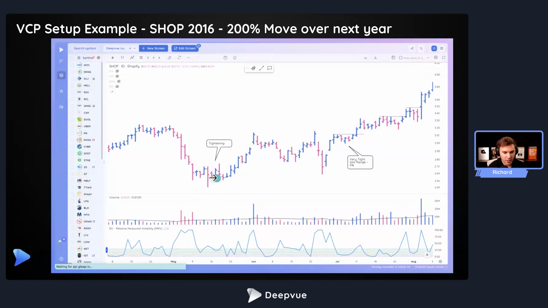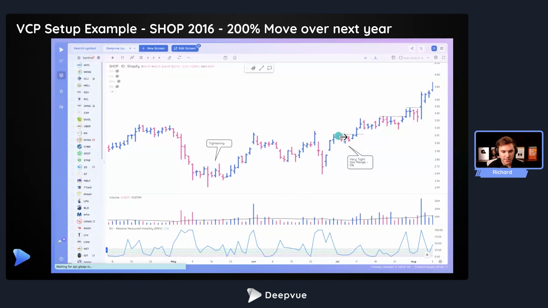Where does it retest again? This same level here. It's being supported, moves back up, tightens. So again, tightening from left to right. You get a shakeout. Again, this isn't the classic textbook VCP because you do get a lower low compared to this low, but generally from left to right, we're seeing that volatility contraction.